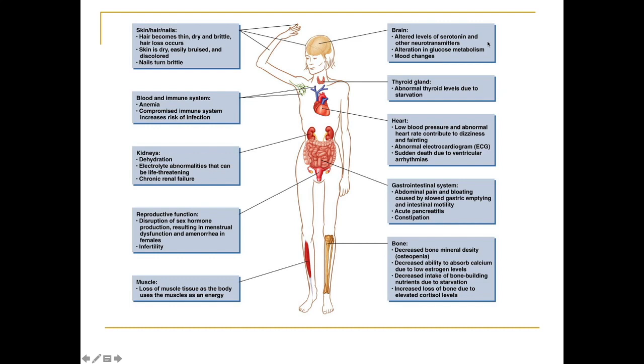It can alter your levels of serotonin and neurotransmitters. It can alter your glucose metabolism, lead to mood changes. It can mess with your thyroid gland. It can cause anemia. It can compromise your immune system, lower your blood pressure. You can actually suddenly die because of a ventricular arrhythmia, which is where your heart skips a beat.